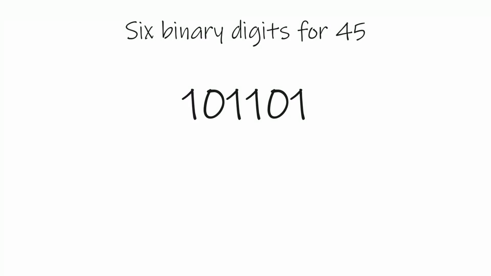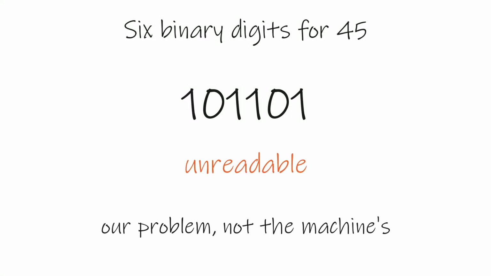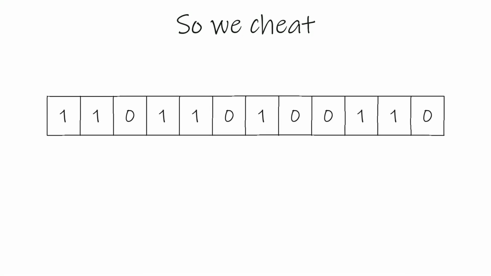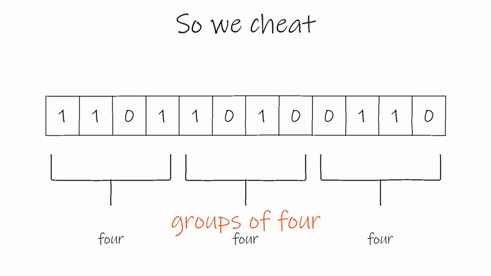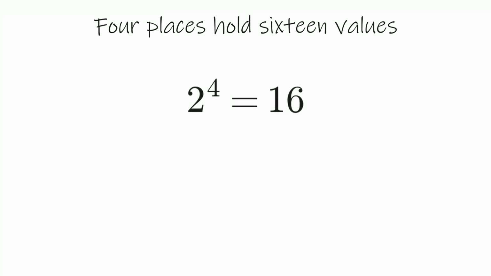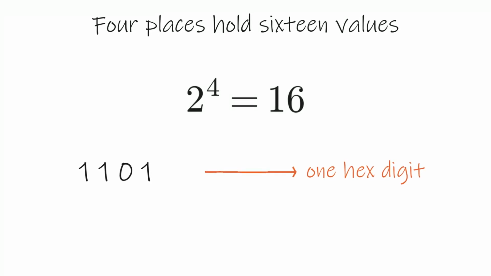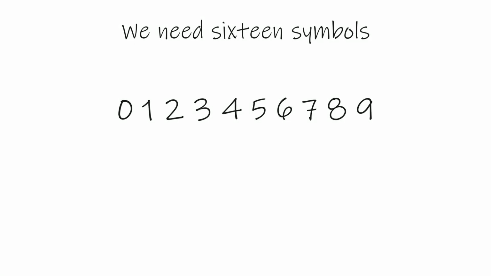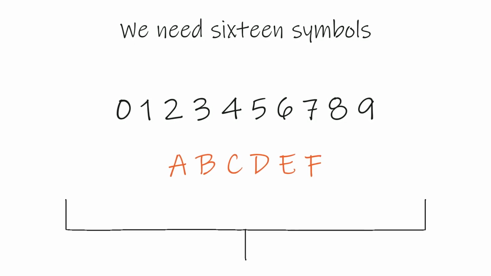6 binary digits for 45. Unreadable, but that's our problem, not the machine's. So we cheat. Take the binary digits and group them in 4s. 4 places hold 16 values. So each group becomes 1 hexadecimal digit. But we've only got 10 symbols and need 16. So A through F join 0 through 9.